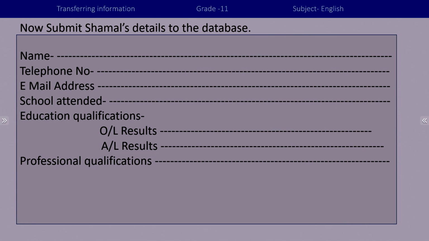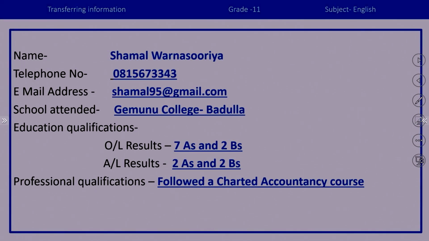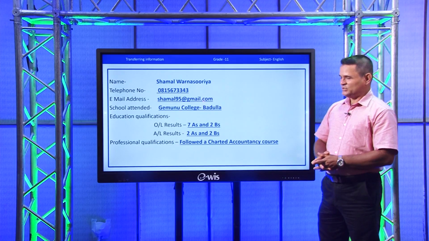What is the name? Telephone number and email address, school attended, educational qualifications, O-level and A-level, and professional qualifications. Hope you could find these answers. Are they correct? I hope that you could get all the right answers. Well done then, right? Just writing this is enough.